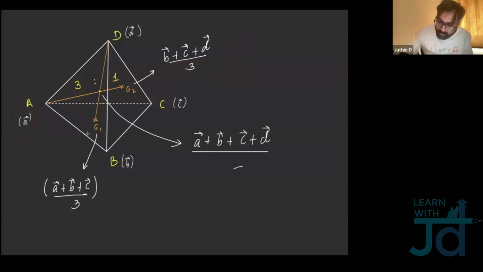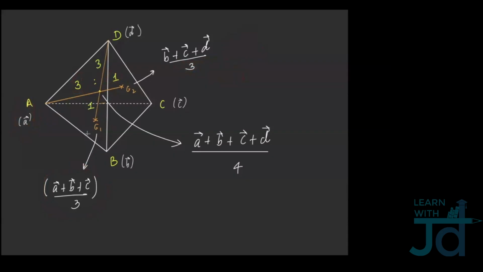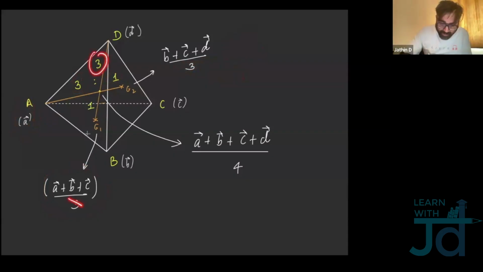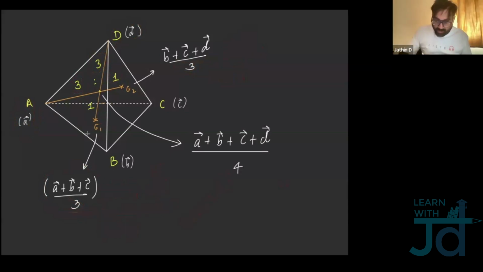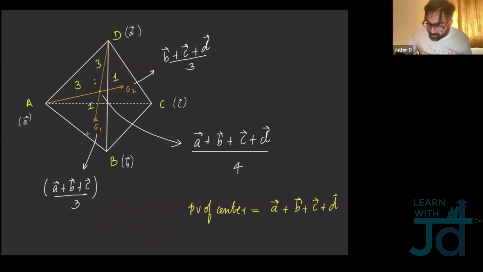Now again, to remove the 3, you will think 3:1, and you will get the same point. 3 into the other one, and this D. So this into 3, this plus D divided by 3 plus 1. Same point is coming, see. So this is the position vector of the centroid or center of a tetrahedron: A plus B plus C plus D by 4.